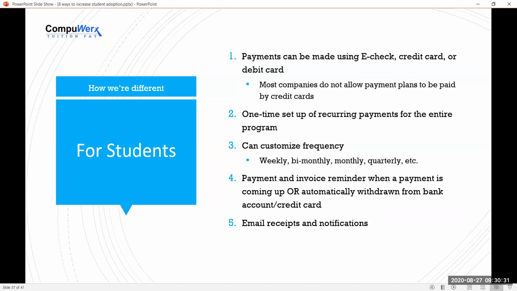For students, payments can be made using e-checks, credit cards, and debit cards. Most companies do not allow the payment plan to be paid with credit cards, but with the CompuWerx TuitionPay system, that's accepted. A one-time setup of a recurring payment for the entire program, with customizable frequencies. Earlier we covered the options of weekly, bi-monthly, monthly, quarterly, and annually. Payment and invoice reminders when a payment is coming up, or automatic draw from the bank account or credit card account. Email receipts and notifications.